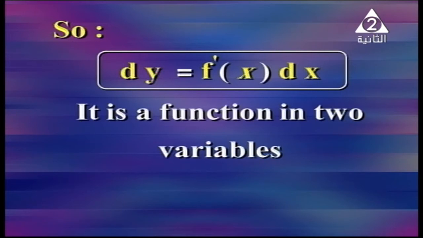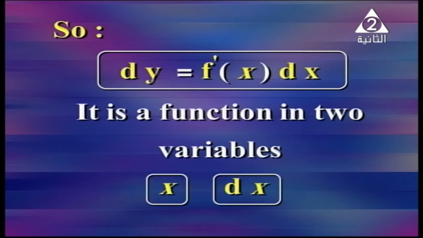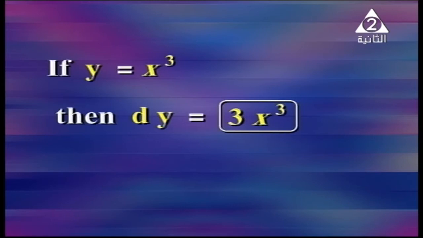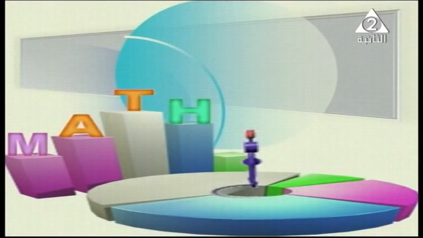It is a function in two variables, y and x. Remember, dear student, dy equals f dash x dx. It's a function in two variables. What are the two variables? x and dx. If y equals x power 3, then dy equals 3x power 2 dx. These two symbols, x and dx.